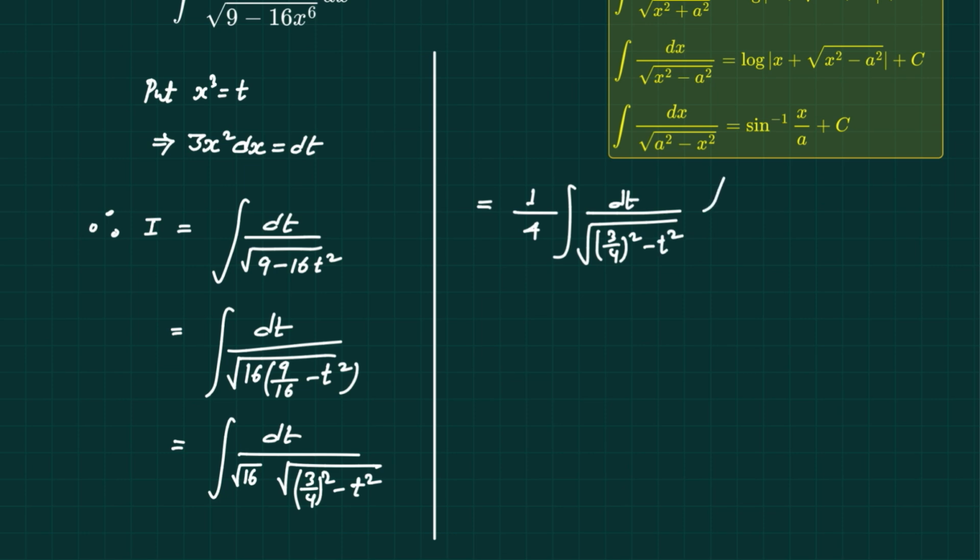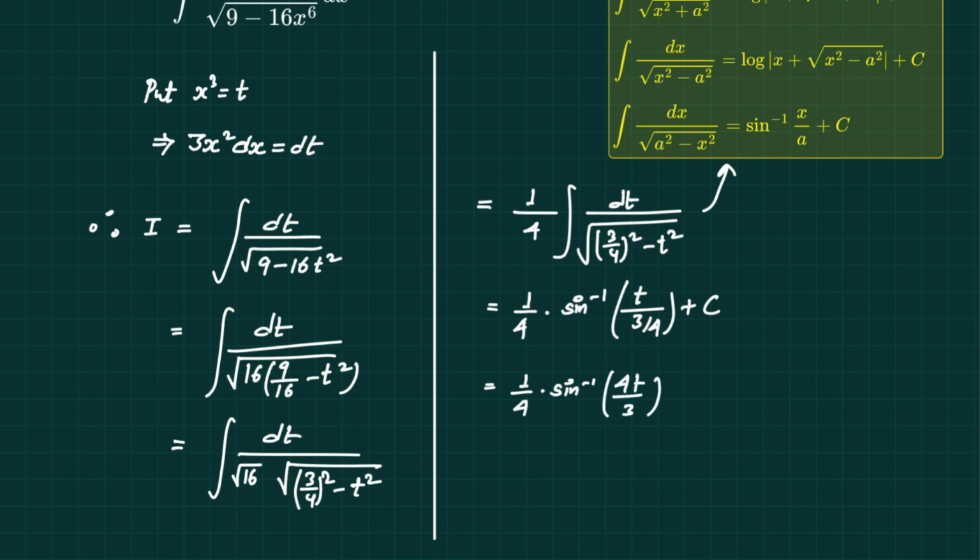Now this is in the form of the third formula, where a is 3 over 4 and x is my t. So using the formula, I will have sine inverse of x by a, that is sine inverse of t by a, plus c, which equals 1 over 4 into sine inverse of 4t by 3. Putting back the value of t, we will have 4x cubed by 3 plus c.